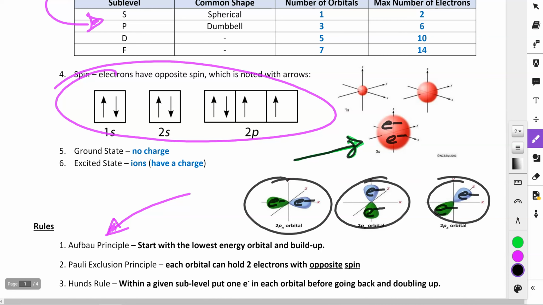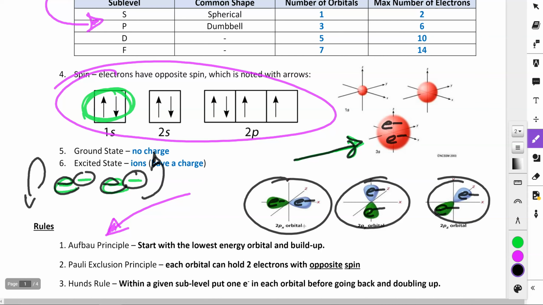Now, if you look at the arrows over here, you're going to notice that one is going up and one is going down. Why are they doing that? Because they're both negative. So if you take 2 negative things and you put them next to each other, they're going to repel, just like a common magnet would do. So when they're spinning, one is going to spin in one direction and the other is going to spin in the opposite direction. So we go one up, one down to show that they're negative and that they have an opposite spin.